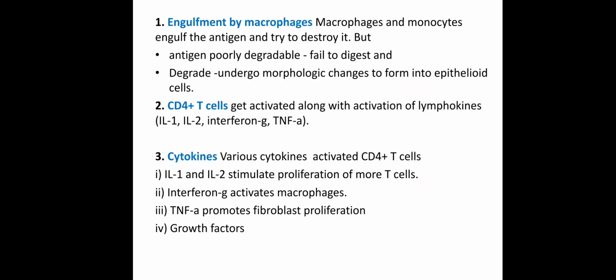Coming first to engulfment by macrophages. Macrophages and monocytes engulf the antigen and try to destroy it, but the antigen is poorly degradable and fails to get digested, and they undergo morphologic change to form epithelioid cells. CD4 T cells get activated along with the activation of the lymphokines.